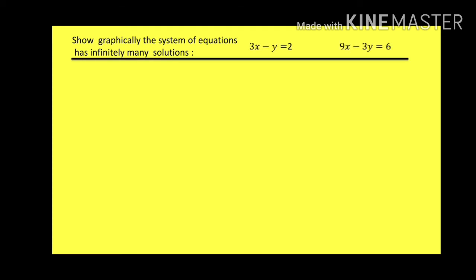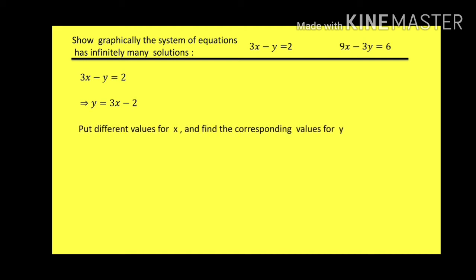Let's take another example. Here we have to show graphically the system of equations has infinitely many solutions. So we will consider two equations, 3x - y = 2 and 9x - 3y = 6. To start with, the first equation, that is 3x - y = 2. Here y can be written as 3x - 2, and we will put different values of x and get the values of y.